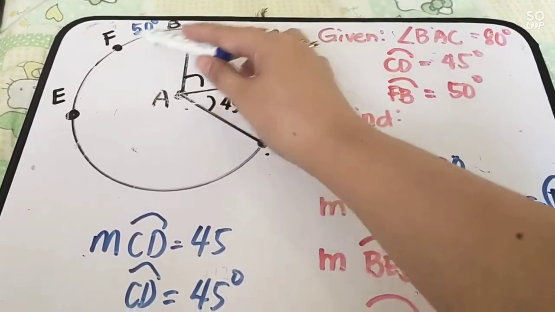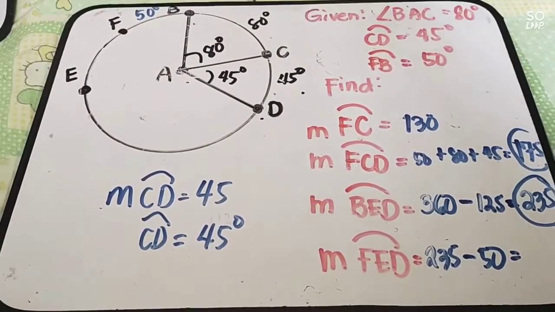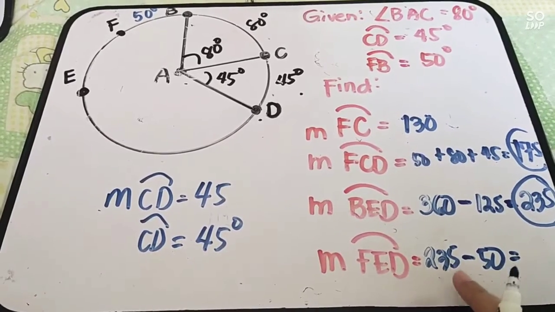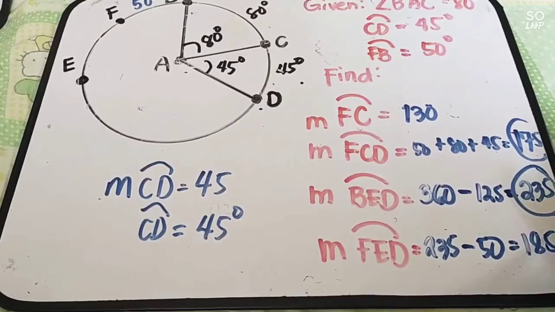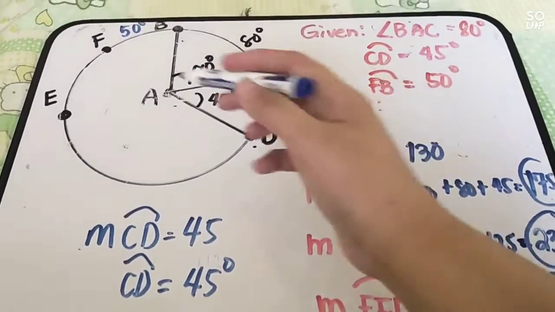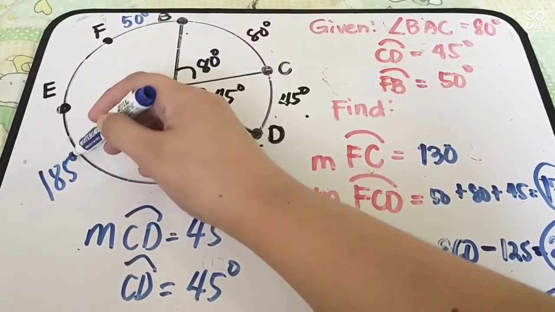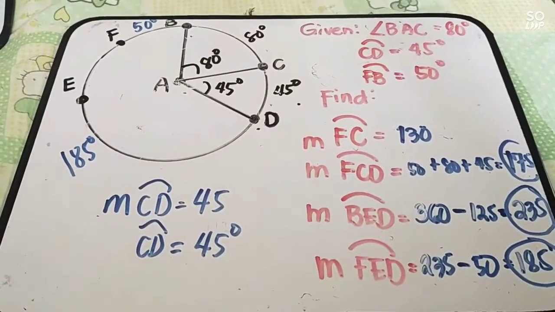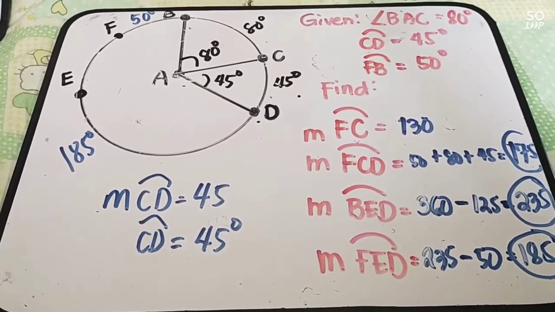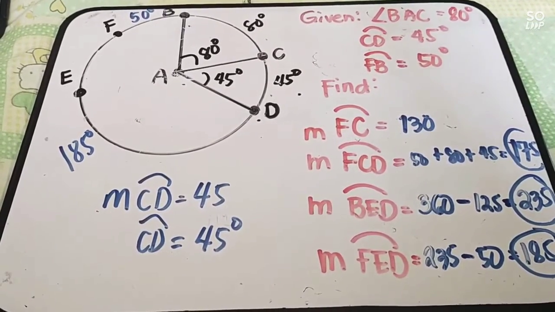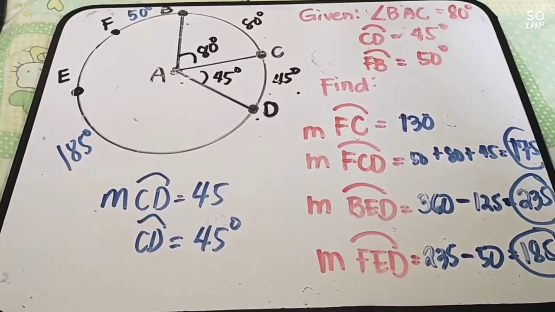So, ibabawas natin si 50 degrees. Is it clear? Therefore, 235 minus 50, we have 185. Okay? So, si FED is 185 degrees. Okay? So, that is arc addition postulate. So, kailangan lang po tandaan that a circle is always 360 degrees.